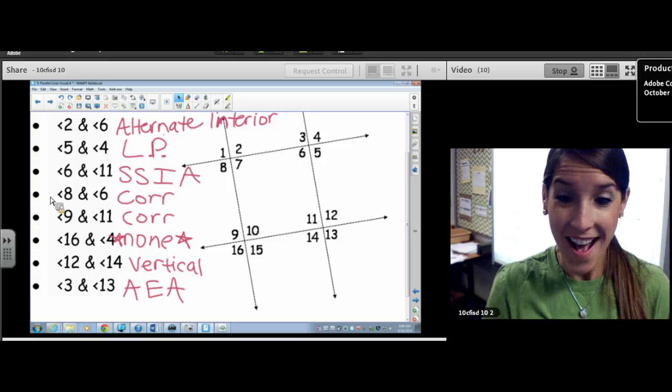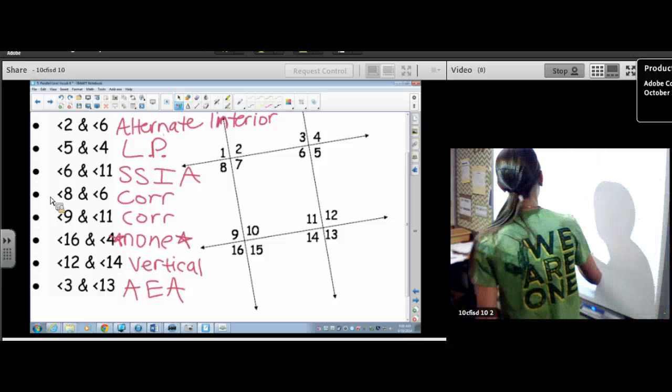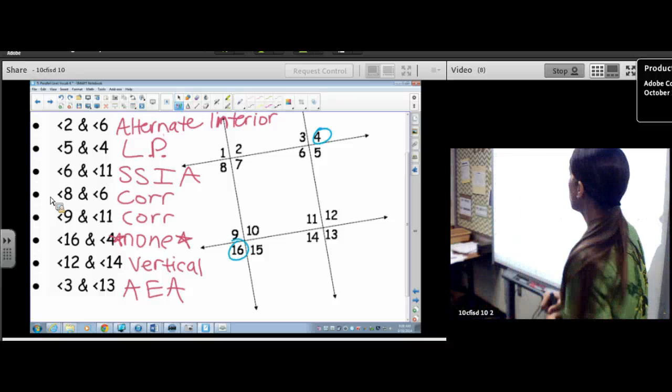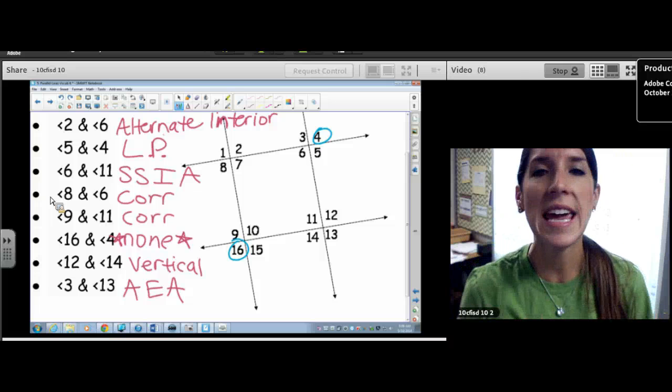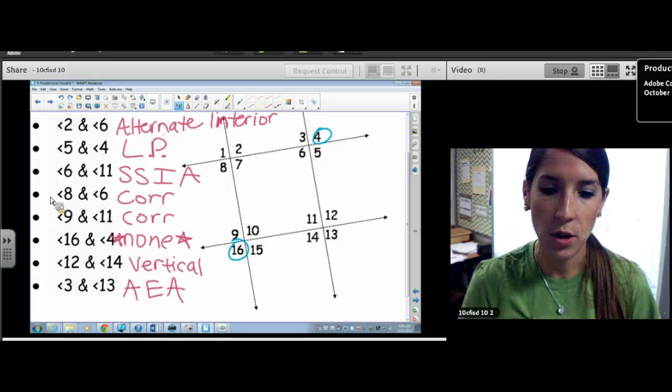They are none, because they're not even on the same transversal. If they don't share a transversal, you can't use these vocab words. These words are for angles within the same transversal.